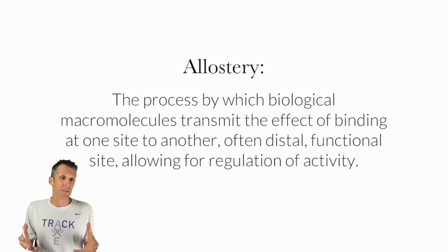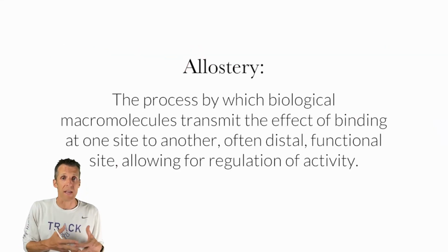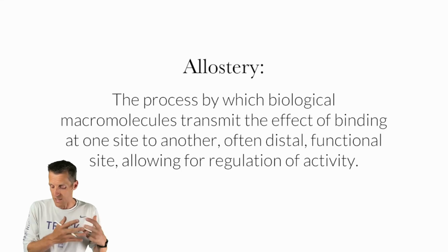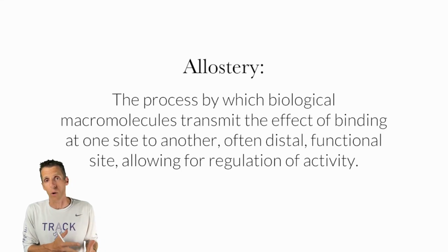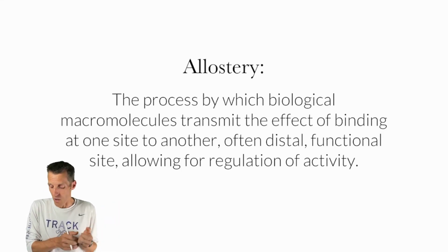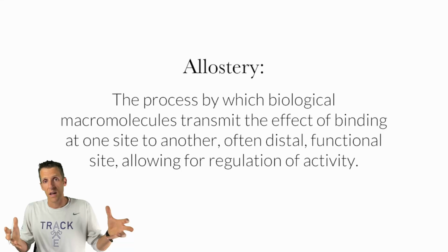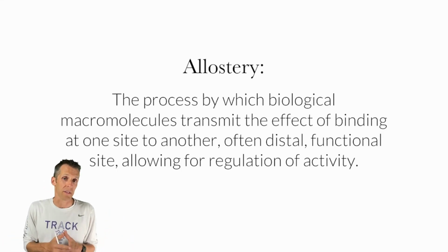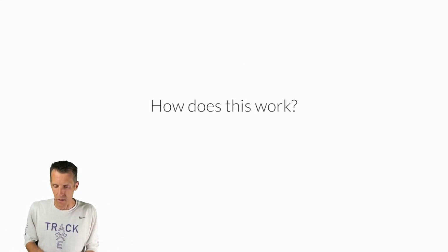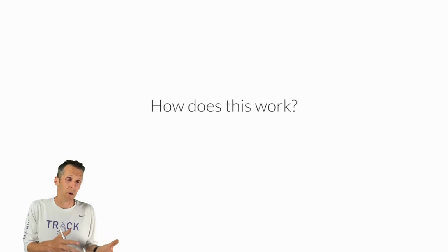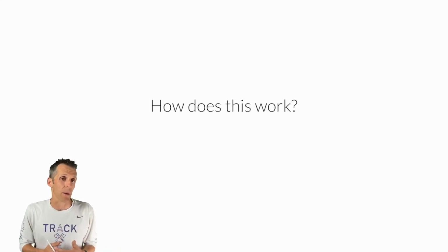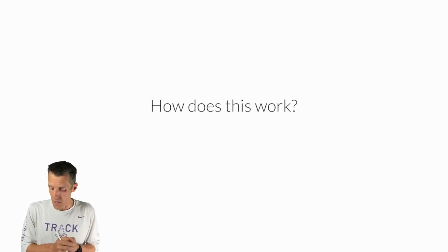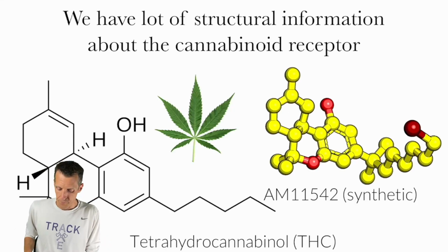The overall answer, or the phenomena we're studying here, is allostery, which I'll read the definition. It's the process by which biological macromolecules transmit the effect of binding or change at one site to another. And this site that it transfers to is often distal, meaning distant. And this allows for the regulation of activity. So let's unpack what that means mechanistically in this video. And then in the next video, we're going to look at a bunch of examples to see how it plays out biologically.